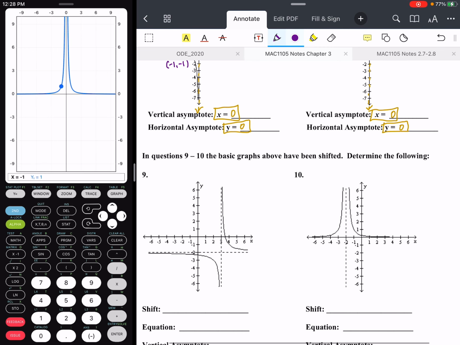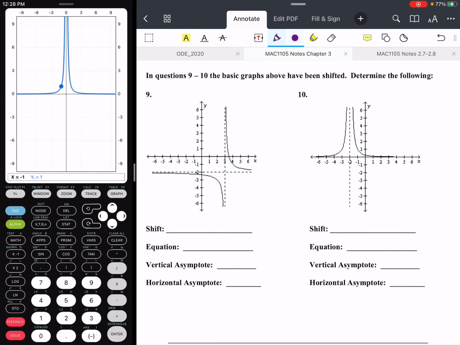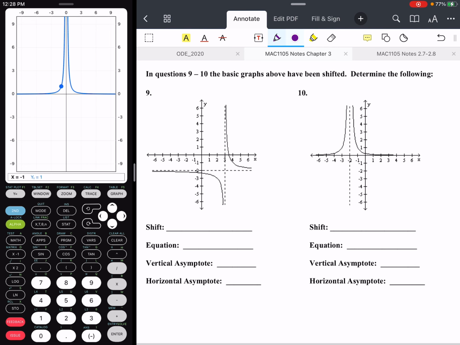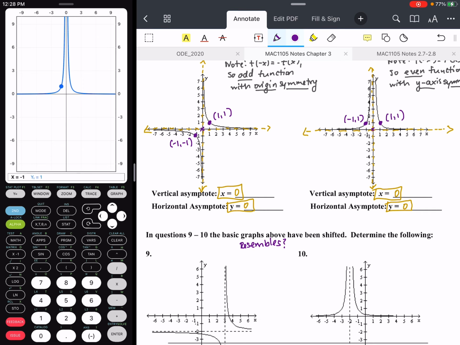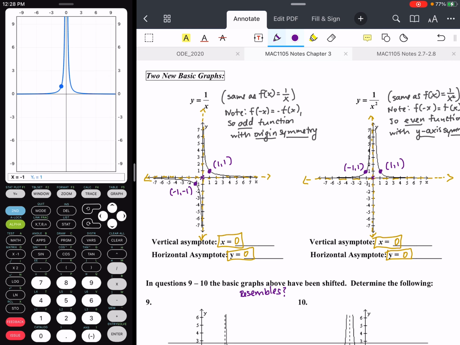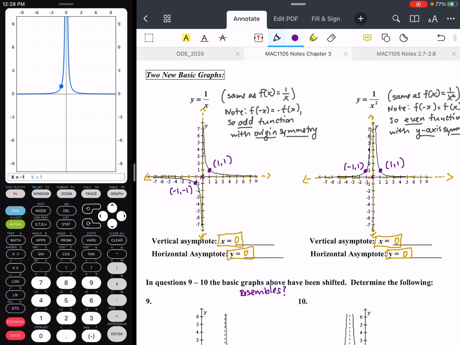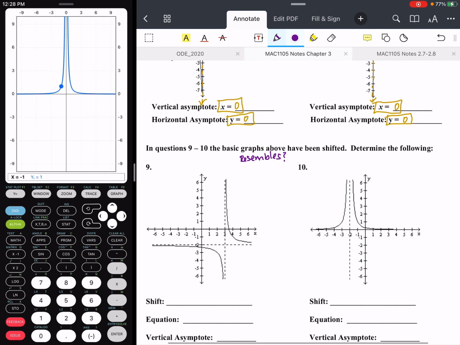Okay, so here's what we're going to be doing with these graphs. In numbers 9 and 10, the basic graphs above have been shifted. Determine the following. So first, for number 9, I just want to see which of those functions above number 9 resembles. And it's looking like a nice copy of y equals 1 over x, right? y equals 1 over x, just shifted around. So it resembles y equals 1 over x because we've got part of the function up in the top right, part of the function in the bottom left.